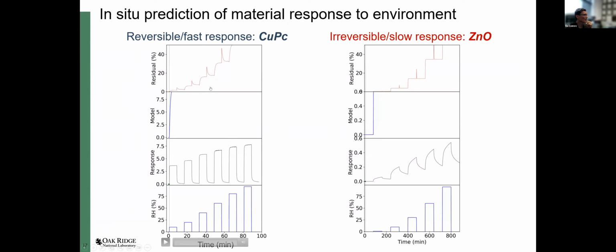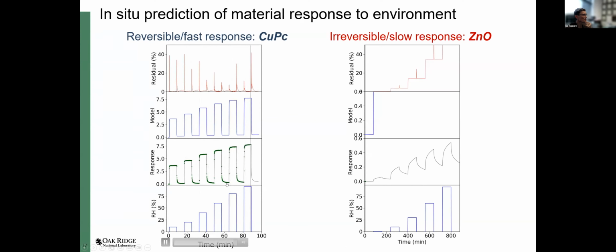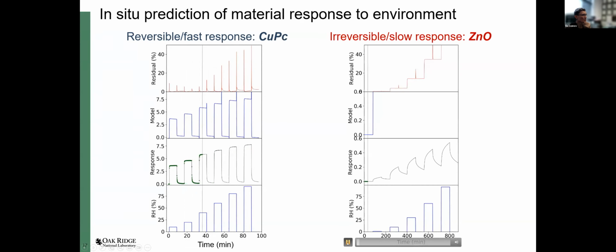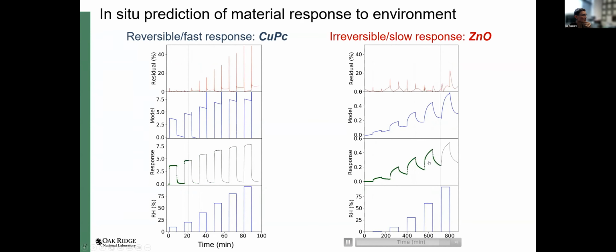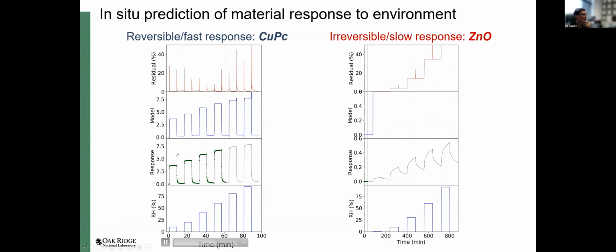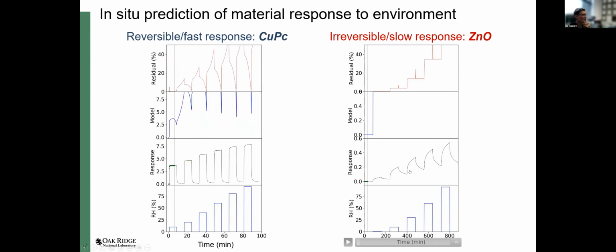Here, the interesting aspect of this experiment was the reversible versus irreversible, or rather slow, response of zinc oxide versus copper phthalocyanine to the environment. And you can see how the model that looks at the response of the material as a function of changing environment operates, and how in just a few steps the reversibility shows its benefits compared to the non-reversible response, but it takes a few more steps to learn the material response and model both reversible and irreversible response with the same approach.